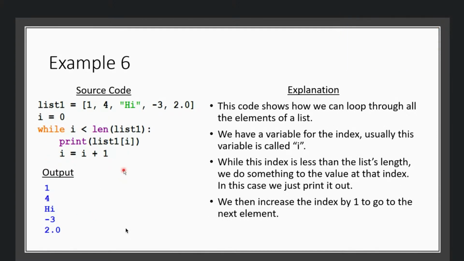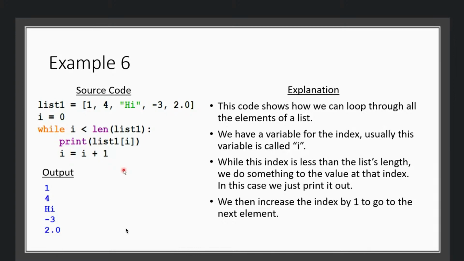Okay, so let's say we have list 1 equals 1, 4, high, minus 3, and 2.0. Then I say i equals 0. And so I'm using a loop now. I'm saying while i is less than len list 1. What's the length of our list? 5. So we're saying while i is less than 5, right?